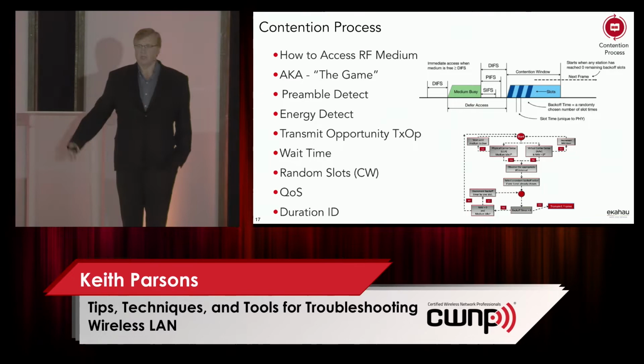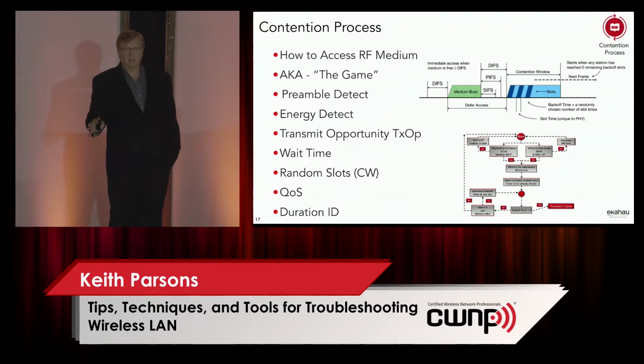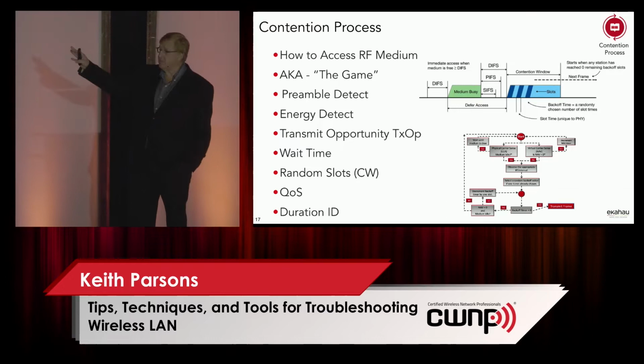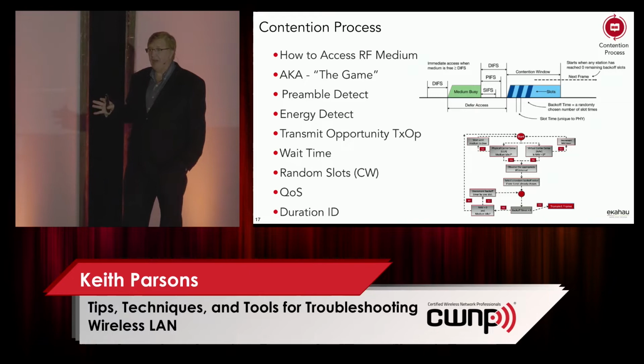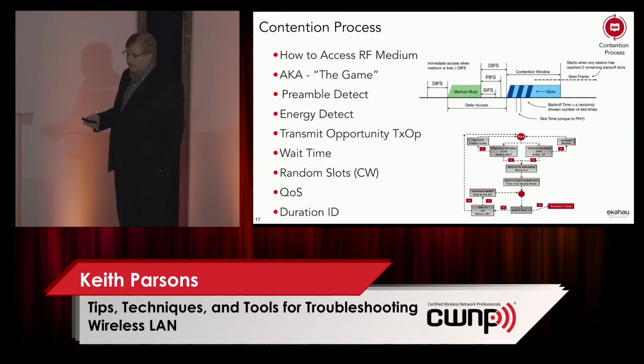There's a great CWNP. Anybody remember when that came out? Like 2014 or maybe 2010? It's been around a long time. On this contention process, that's where the bottom right cycle goes. You need to understand how this works. Every single transmission uses it. If you're trying to troubleshoot Wi-Fi, you kind of need to know how Wi-Fi is going to be doing its work. Upper right-hand corner is the picture of the bubble, so you can tell where we are.